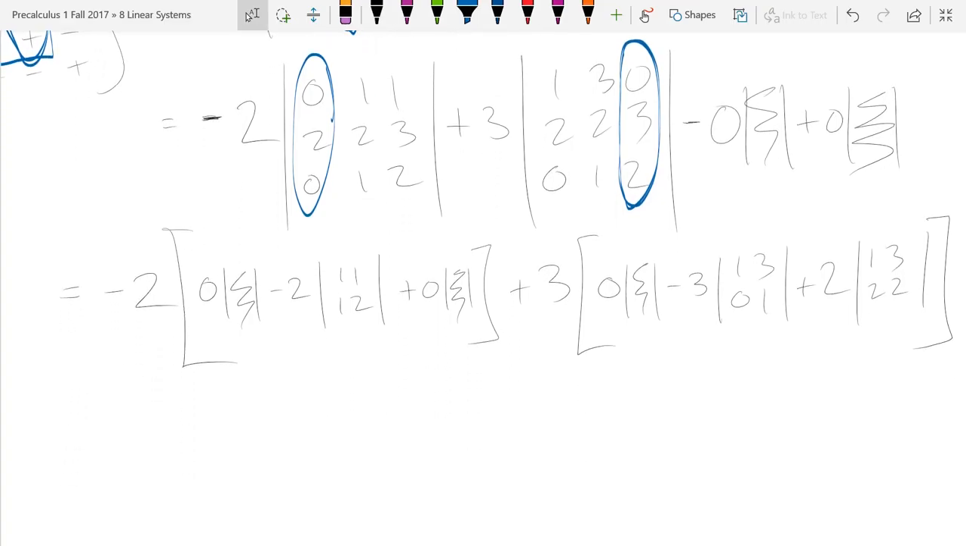So finish off the determinants here. Just compute the 2 by 2 determinants at this point.